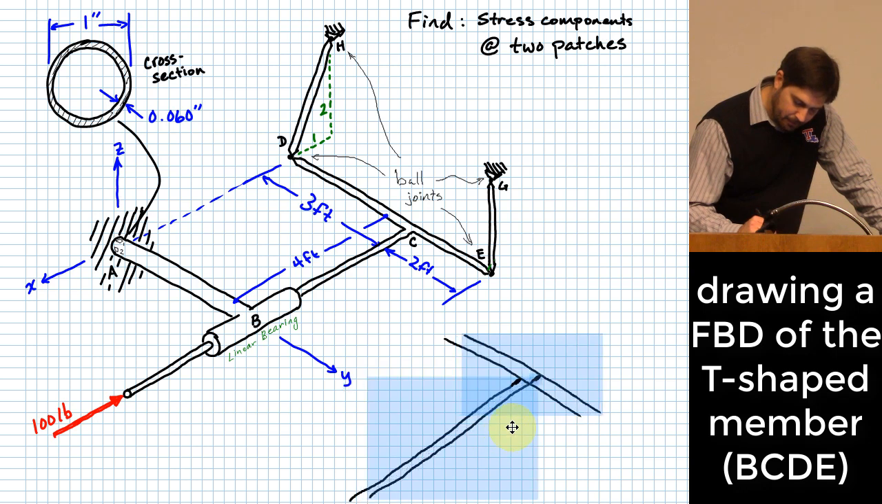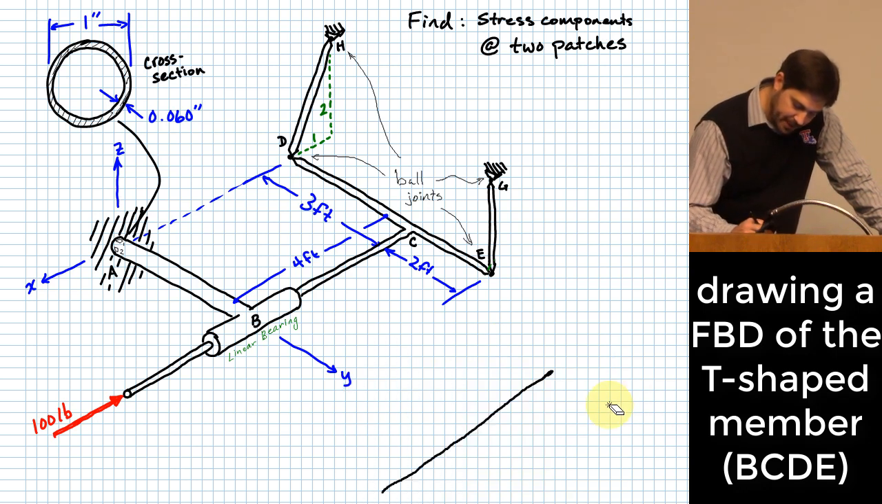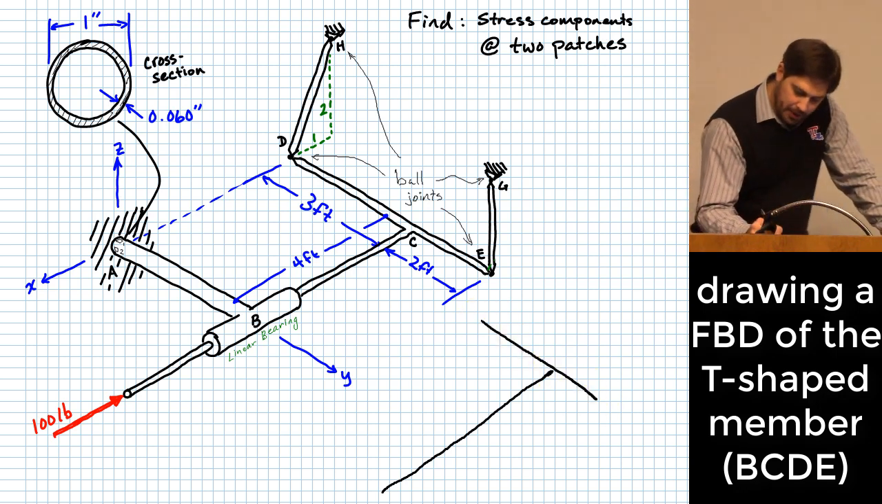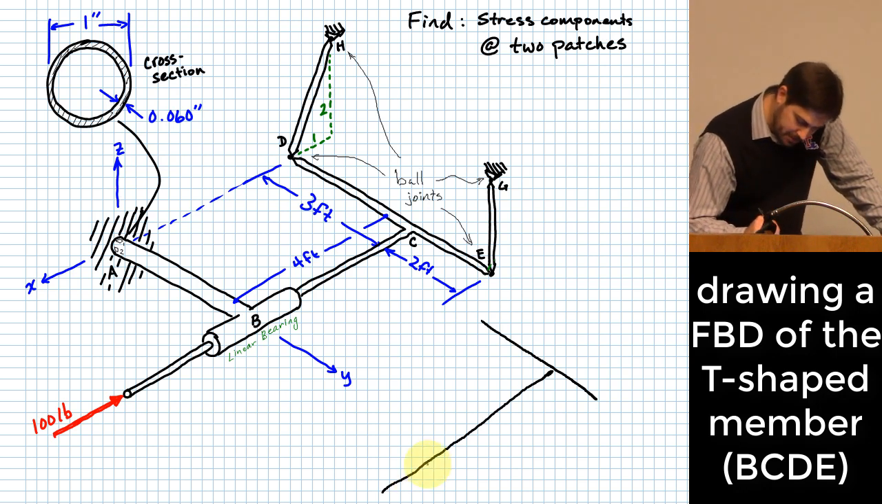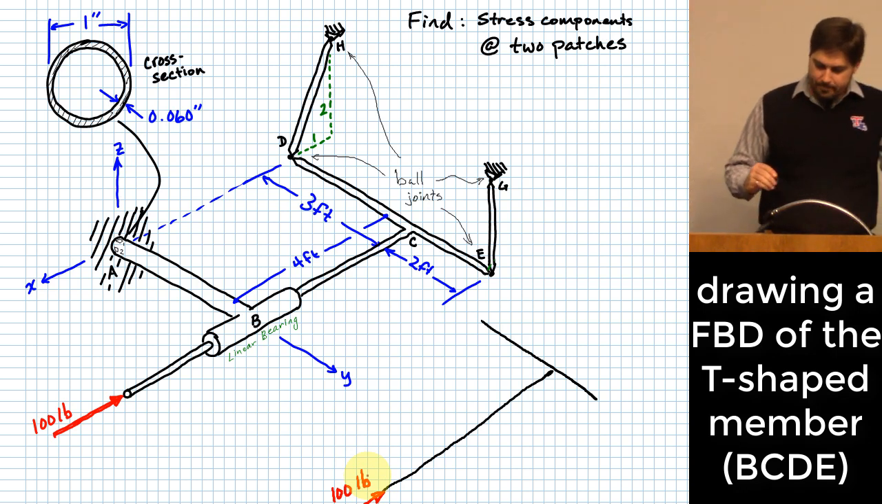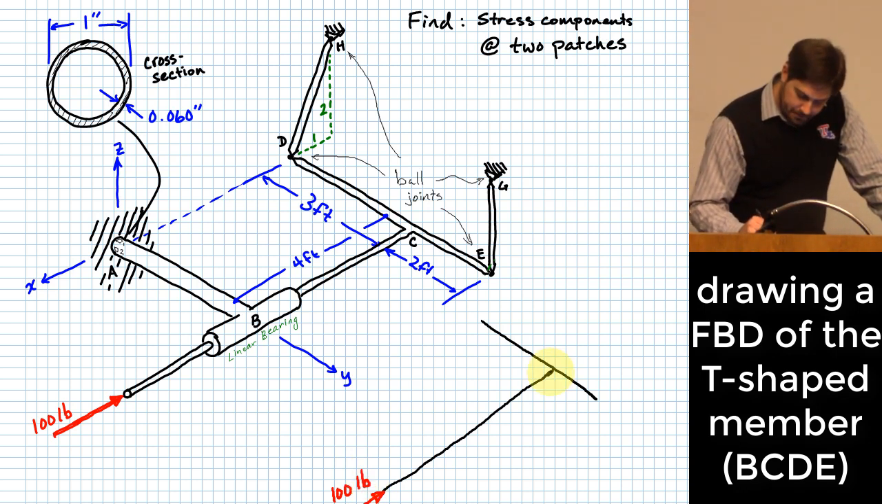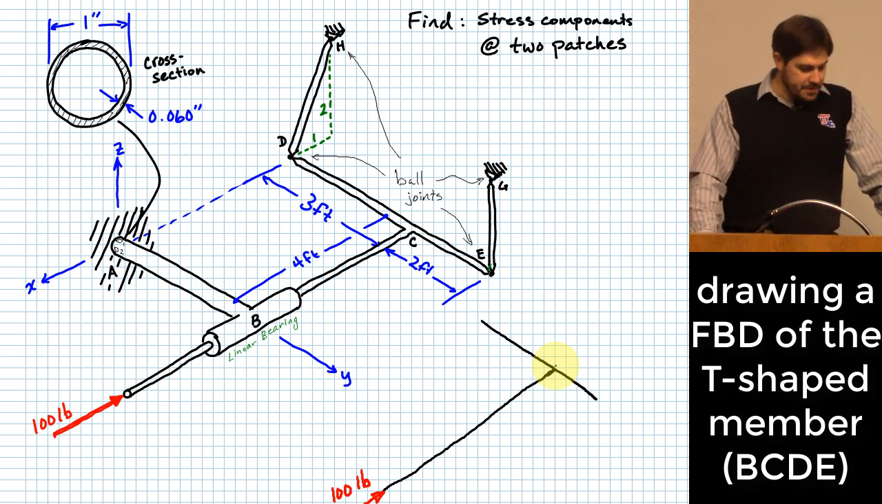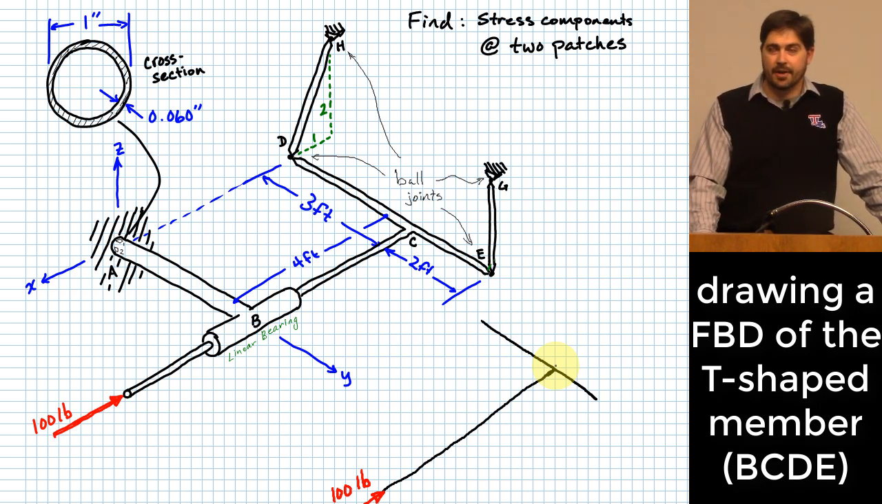Okay. What sorts of forces act on this part? We definitely have a 100-pound externally applied force being applied along this axis, so that's easy for us to just copy over. What else? How do I model the forces that are being applied by the two force members that I spent a second talking about just now?